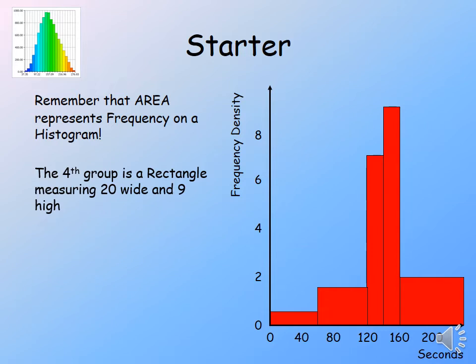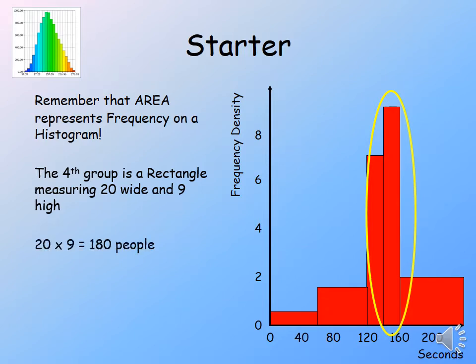So I'm about to reveal the answer. So there is our fourth rectangle, and this is what we do. 20 times 9 is 180 people.